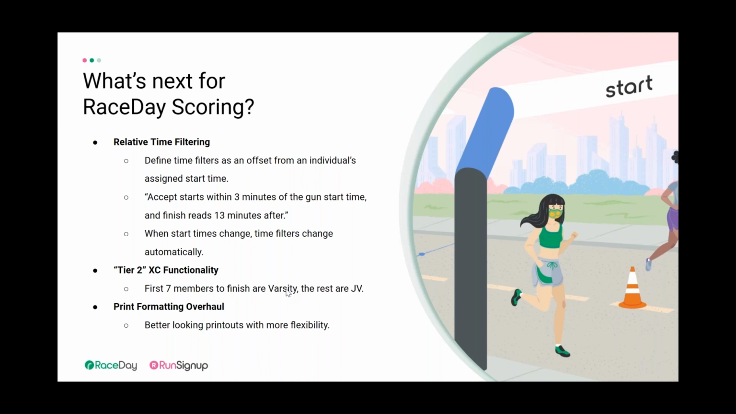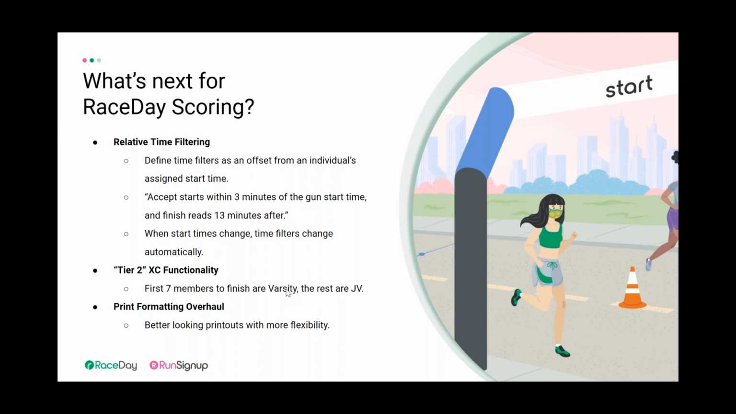So let's say instead of setting all of my filters on my locations, I just want to say it's a 5K, I'm going to accept start reads within 3 minutes of the gun start and finish reads after 13 minutes. And then if start time changes, you no longer need to even think about changing your timing location filters. The system will just look at each individual and say, okay, this person, their assigned start was 9 a.m. and I'll accept start reads for them until 9:03 and then finish reads after 9:13. And if it changes, everything shifts. So we're looking into seeing how we can do this. We'd really like to make this something possible for our timers so that you have even less to do on race day.